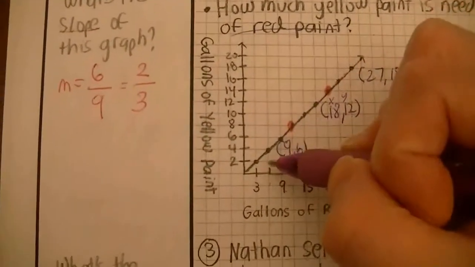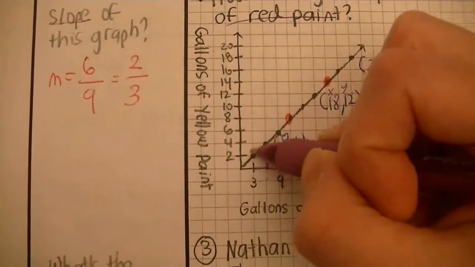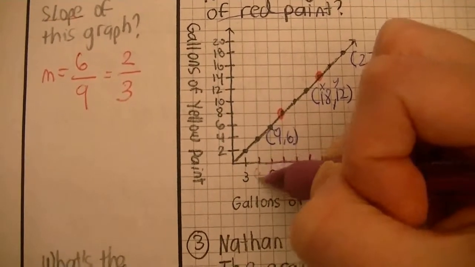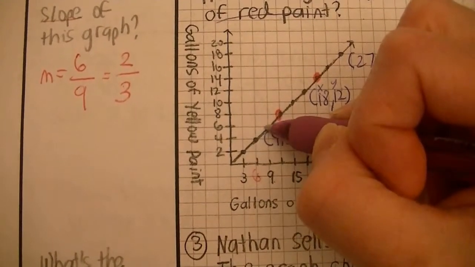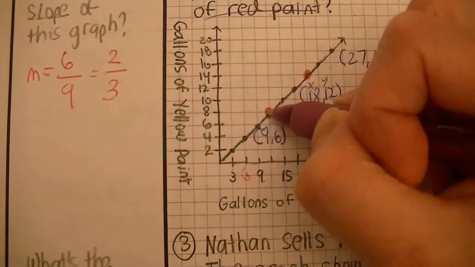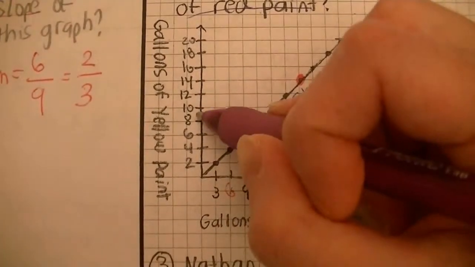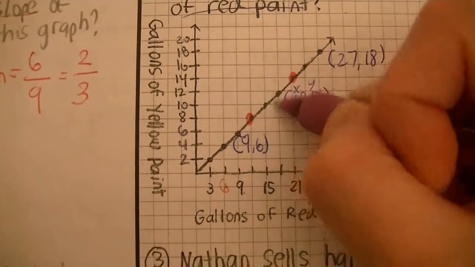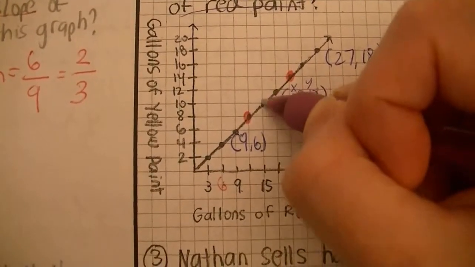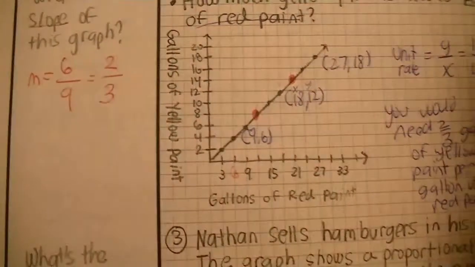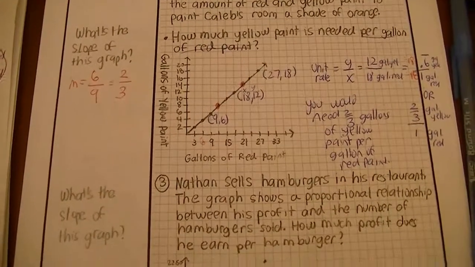So let me go ahead and demonstrate that. See how it's counting by 2? Up 2 to the right 3, because this would be a 6. Up 2 to the right 3, there's a dot. Up 2, because it's counting by 2s, to the right 3, because it's counting by 3s, there's a dot. Okay, so that's the slope. Go ahead and look at the next problem.